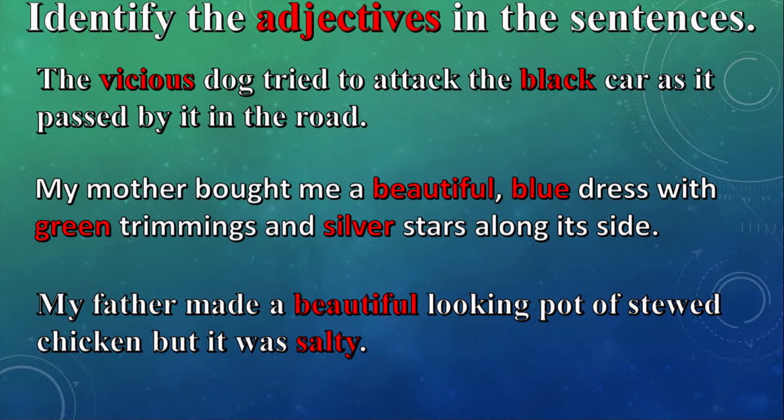So we have beautiful. Just like with the second one, beautiful is being used to tell you how it's looking. If you have seen a really good pot of stewed chicken at some point in your life, you would know how lovely and appealing it can look to your eyes, making you want to eat it. So it's telling you that it's that kind of stewed chicken here. Now, unfortunately, the way it looks and the way it tastes are not the same. So it looked very appealing, but it tasted salty.